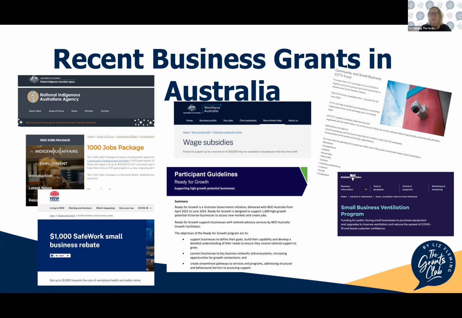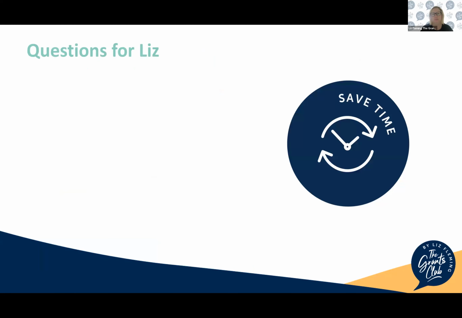At any given time, there's more than 1,500 grants available in Australia, but that does not mean to say that there's 1,500 grants available that you're eligible for. So this is why it is a bit of a minefield to find these grants in the first place and making sure that we're applying for the right grants.